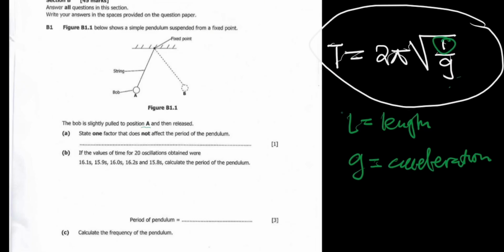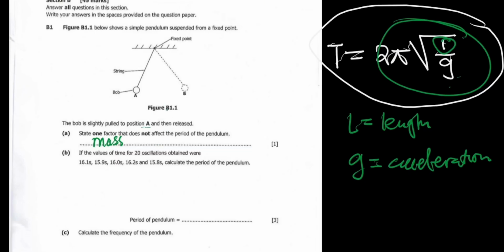The only factor here that is not going to affect the period of the pendulum is the mass. Mass is not going to affect anything, because whether the pendulum has larger mass or smaller mass, it's not going to affect this, because mass is not even part of the equation. So make sure you understand that the bulb may have maybe 20 grams or even 50 grams. That is not going to affect anything. So in this case, we can just write mass as one factor that does not affect the period of the pendulum.